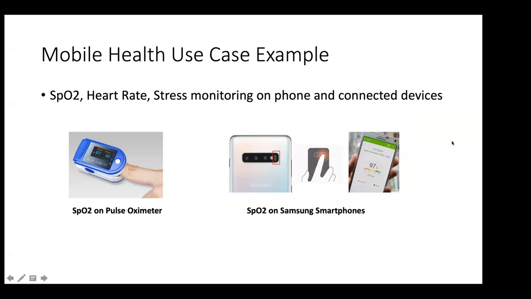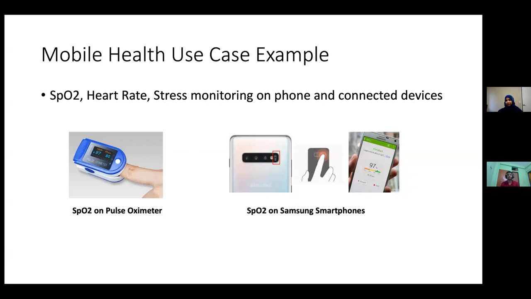One concrete example I want to give, for those not familiar with mobile health, is SpO2. People at this moment are looking for pulse oximeters. As you see on the screen, on the left side is a fingertip pulse oximeter. We need to buy this device and attach it to our finger, and then it shows pulse rate and oxygen saturation. But the same thing we have on Samsung devices.